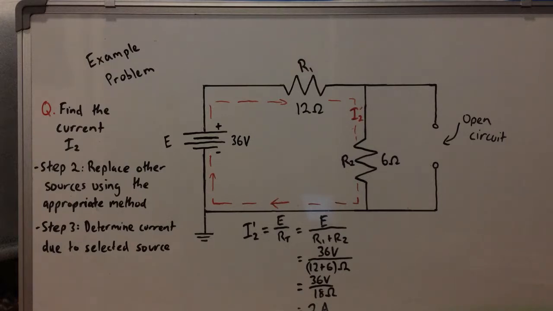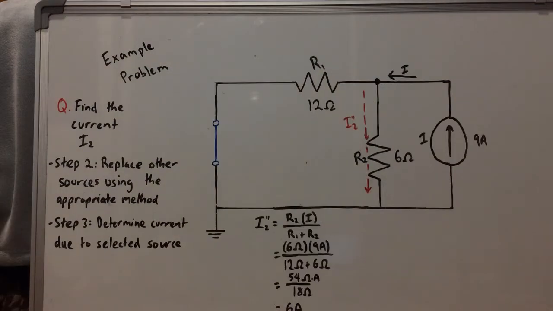The next step is to determine the current that arises as a result of the selected source. This is simply the effect that the 36 volt source has on I2. To do this, we take I2' is equal to the source voltage, E, divided by the total resistance, which is R1 plus R2. This gives us 36 volts divided by 18 ohms, which is equivalent to 2 amps.